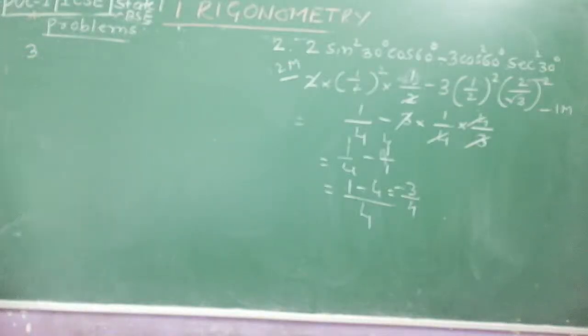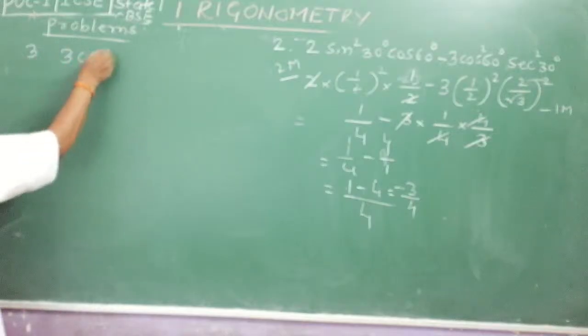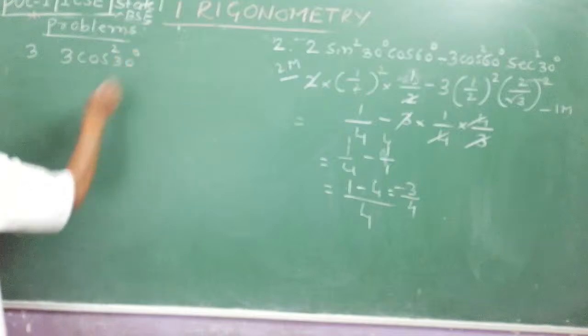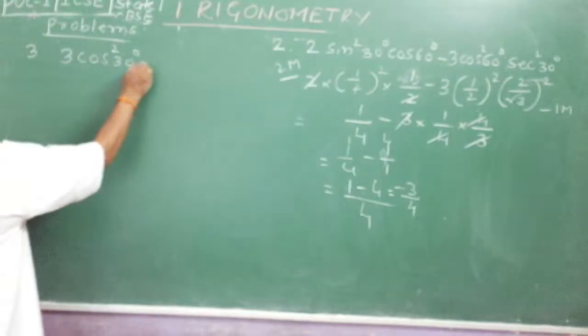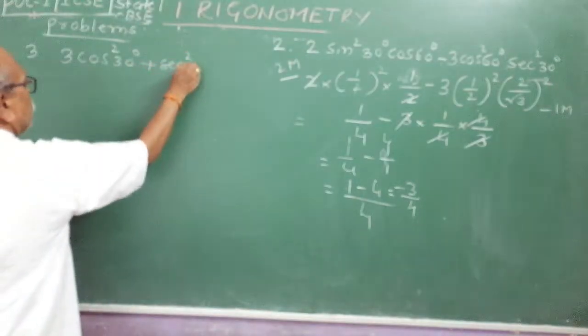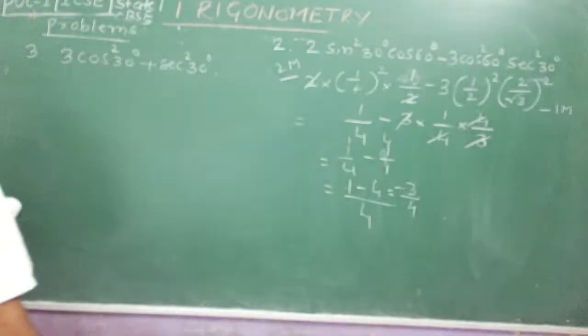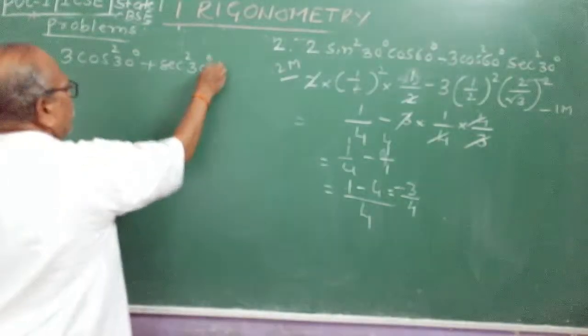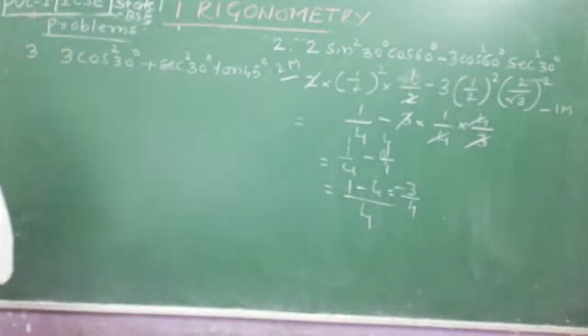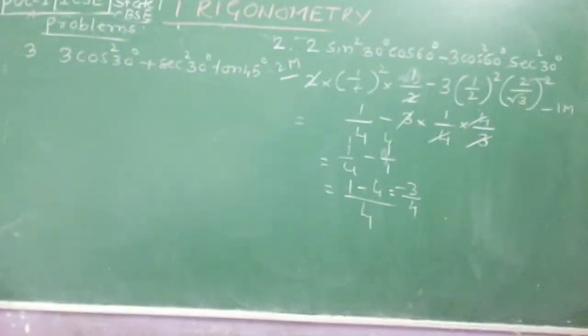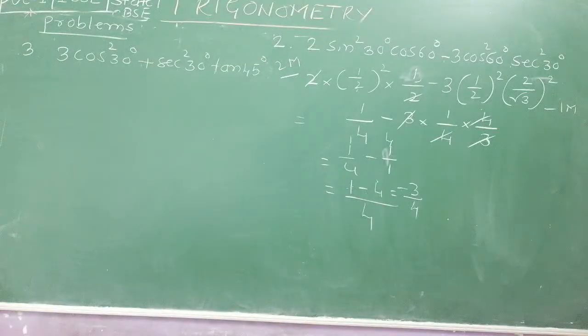Take a third problem. Three cos square 30 degree plus sec square 30 degree into tan 45 degree. Try this one. Take some 30 seconds.